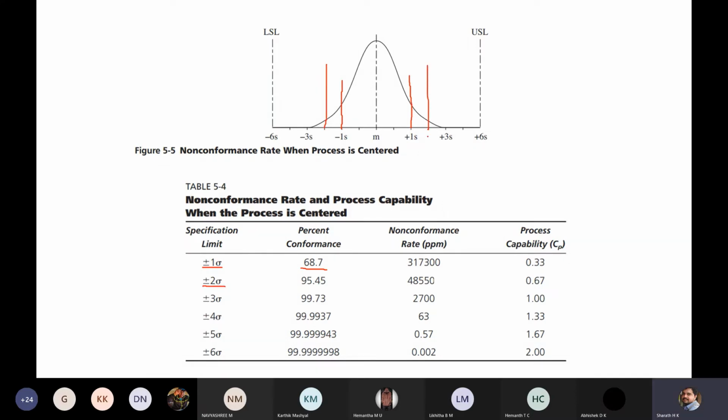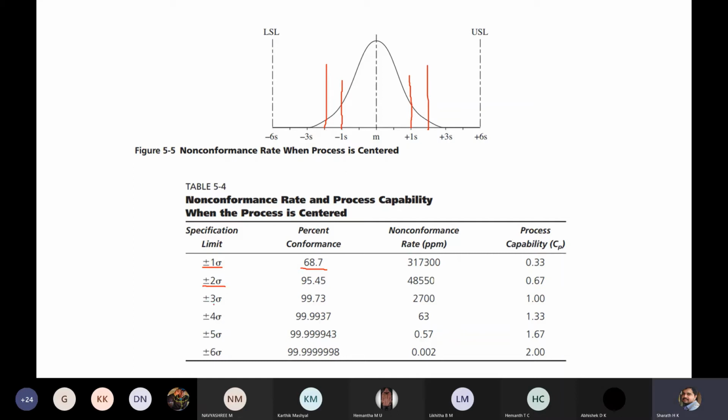Similarly, if you consider plus or minus 2 sigma, this is the plus 2 sigma and this is the minus 2 sigma. Whatever products we produce, 95.45% of the products will fall within the limit. That means these are acceptable products. The remaining 4.55% will be defective.